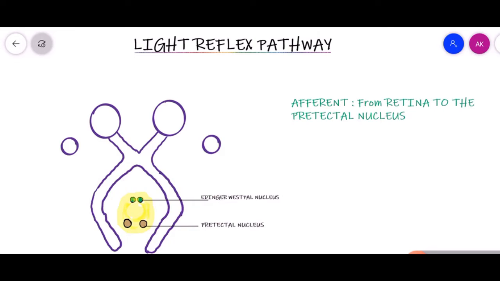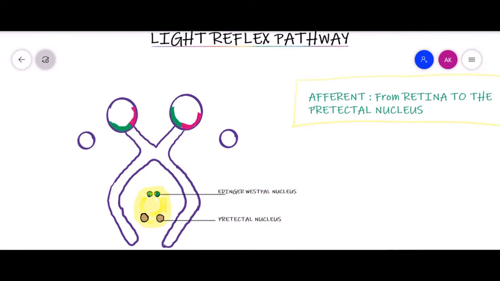So coming to the light reflex pathway, it is specifically associated with the light reflex which we get from the pupil. However, the visual pathway is associated with the various components of vision, the 5 components of vision. So they are different. The light reflex pathway also consists of an afferent, a center, and then an efferent.